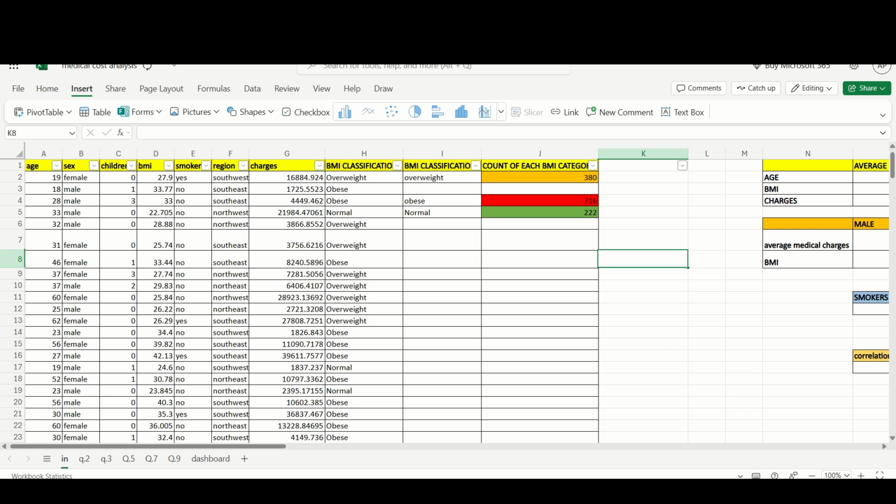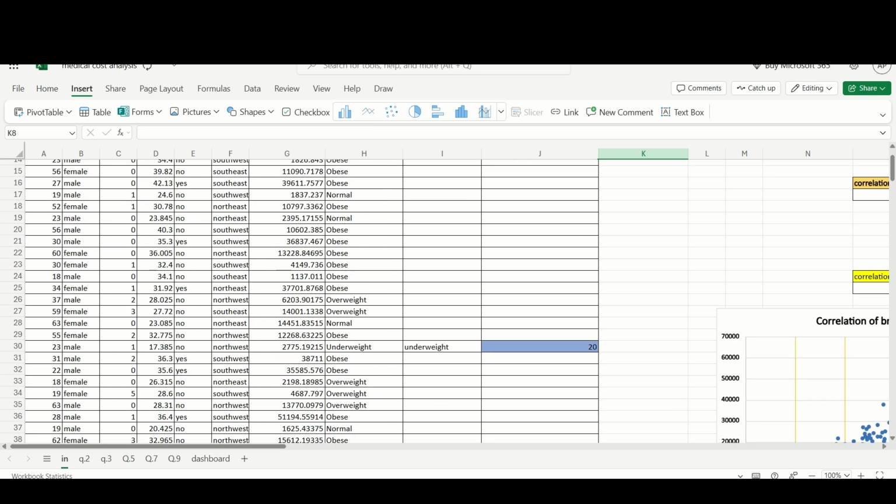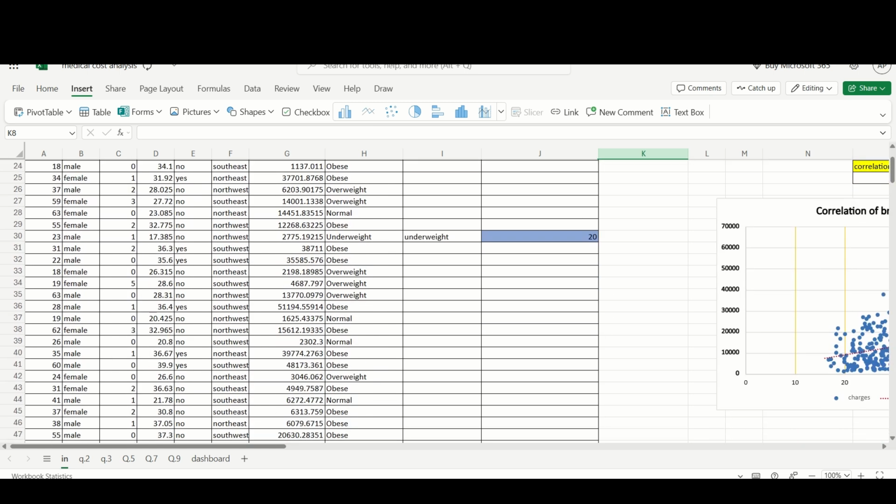This function is used to count how many people fall under each BMI group. For example, overweight, this one, you can see there are 380 people. Then for obese, there are 760 people. Then for normal, there are 222 people. And then for underweight, there are 20 people.